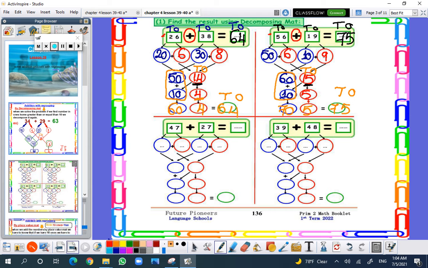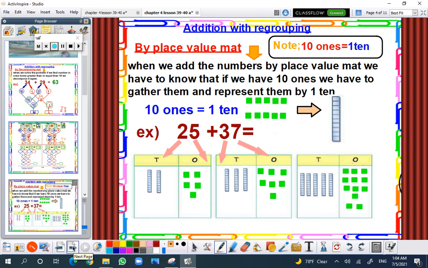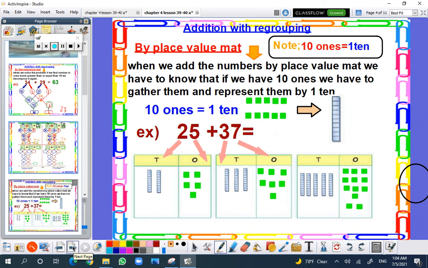Let's go to the next method, which is place value math. On the place value math, when we add the numbers by place value math, we have to know if we have 10 ones, we have to collect or gather them and represent them by 1 ten. Don't forget this note, Primary 2. 10 ones equals 1 ten. 1 ten equals 10 ones. Don't forget this note, it's so important.